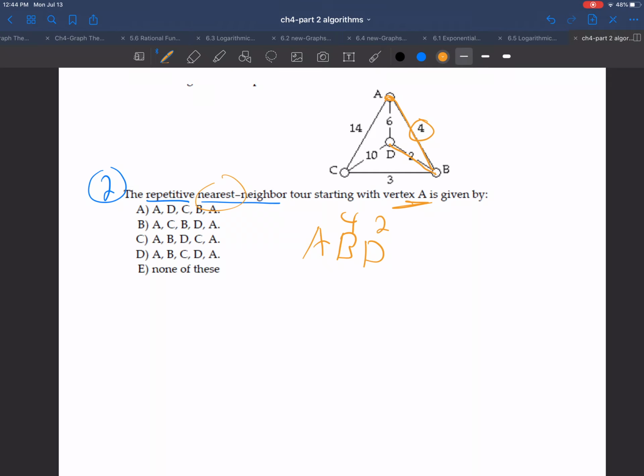And then at D, we have no choice. You have to go to the last city, even though 10's a higher number. We have to go to C because you have to visit every city. And so even though it's 10, we have to do it. And then we have to go home because you got to make a loop. That should be A for 14. And there it is. A, B, D, C, A. There it is. Totally wrong.